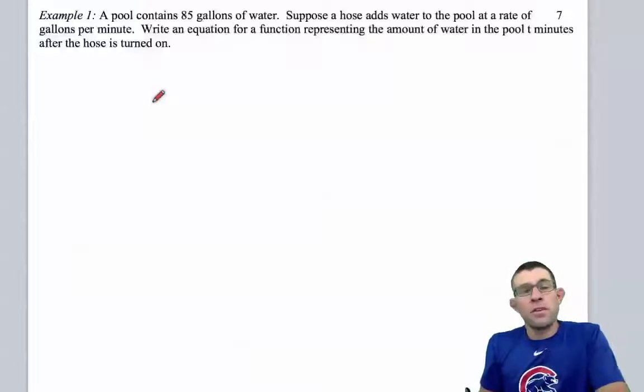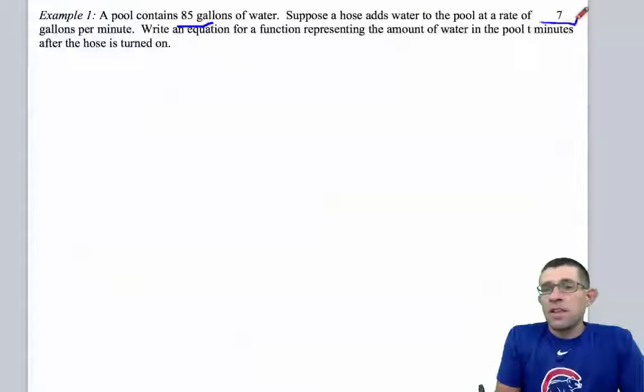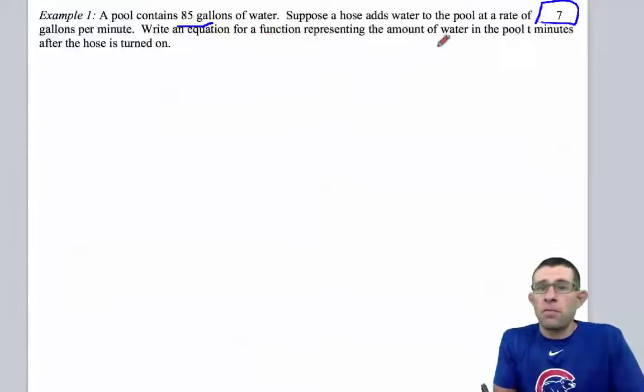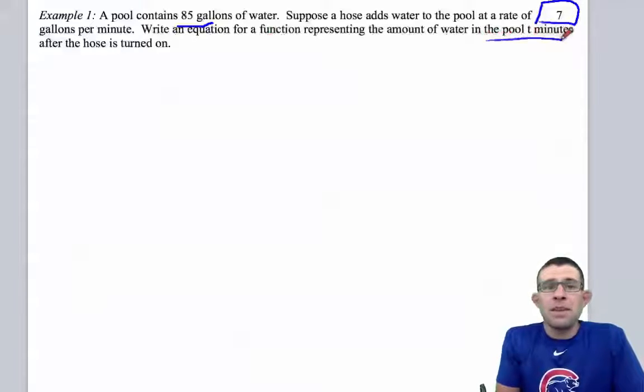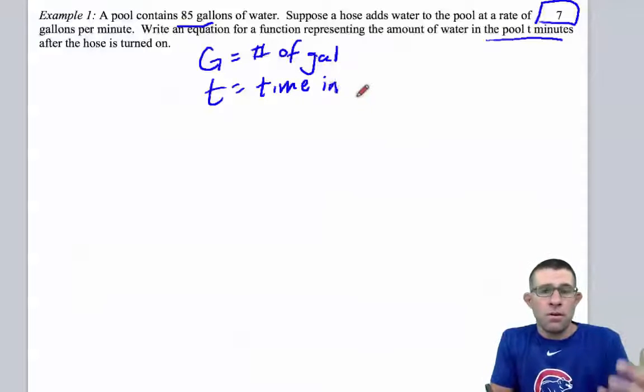All right, let's take a look at a few examples for today. A pool contains 85 gallons of water already. Suppose a hose adds 7 gallons per minute. We want to write an equation. This is going to be a constant rate of change equation that represents the amount of water in the pool t minutes after the hose is turned on. So let's let g equal our number of gallons, and t is our time in minutes. It's always important to set up our variables before we get going.